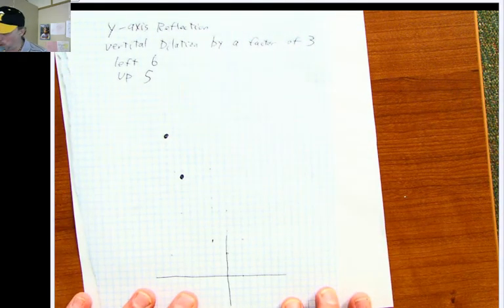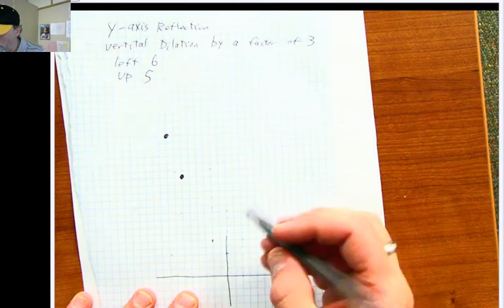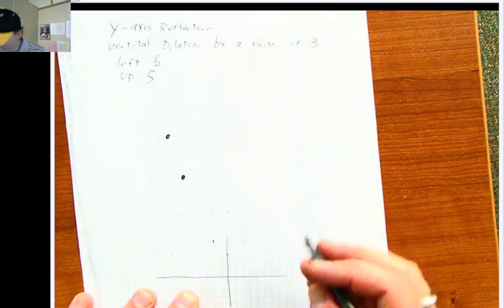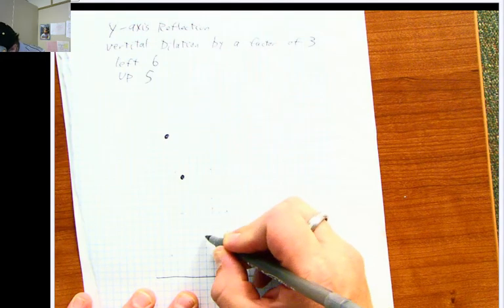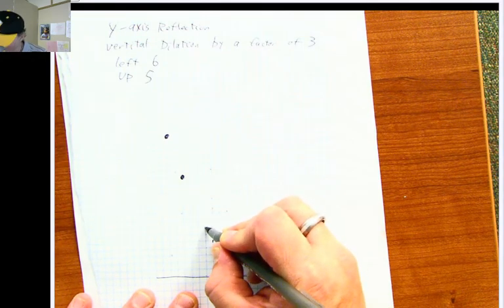Team graph paper, you're killing me. Third point, negative 3, 7. So I go to negative 3, 1, 2, 3, 4, 5, 6, 7. This is where it's going to get out of control.